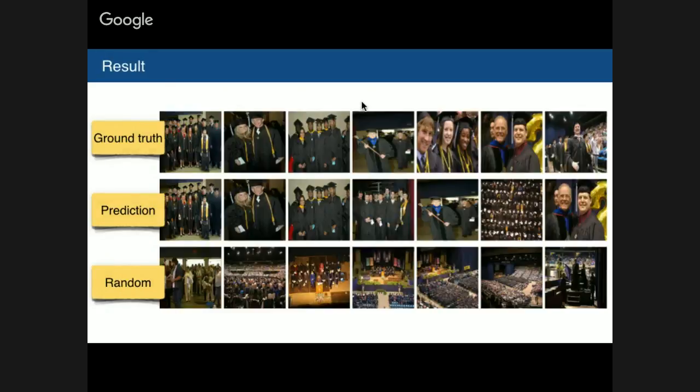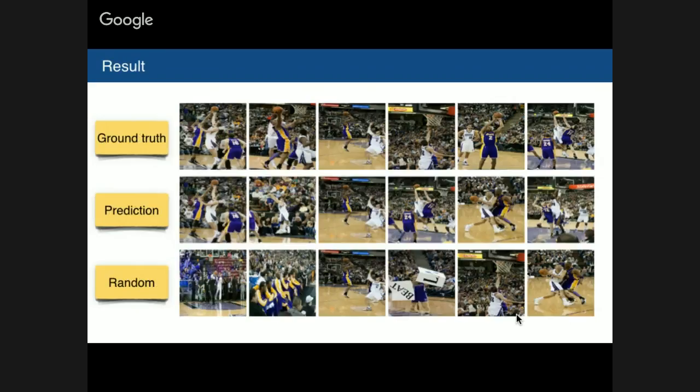And this is graduation. And although random has a lot of shots which are taken from a very distant place, these kinds of images are not preferred by our people, by our workers. So our result will eliminate those images.